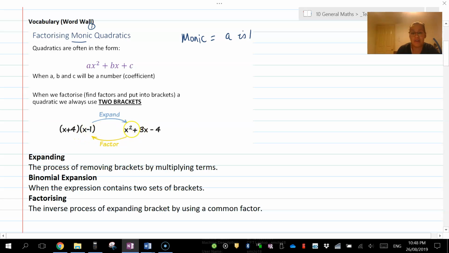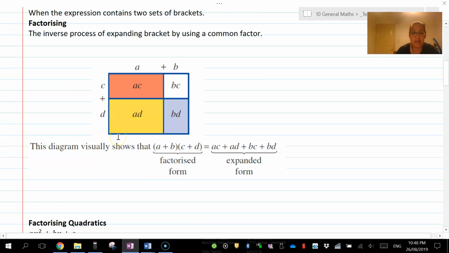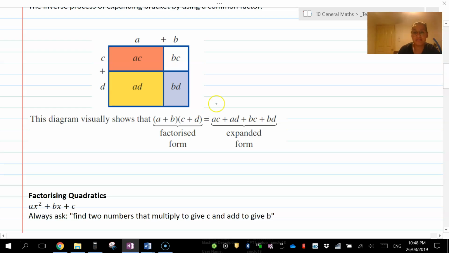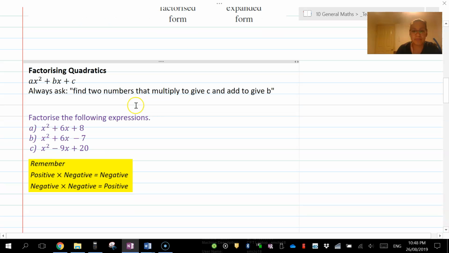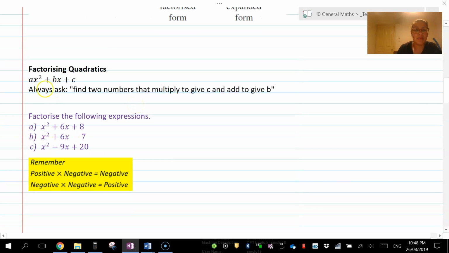To do that, you can have a look by inspection, putting the brackets back on. Here it is in expanded form, and there it is in factorized form. We're essentially looking for what combination of the variables can make the length of one side and the other, so it still equals the same area. Remember this is a, b, c. Find two numbers that multiply together to give c and add to give b.